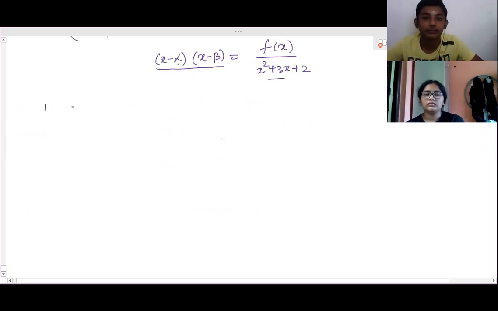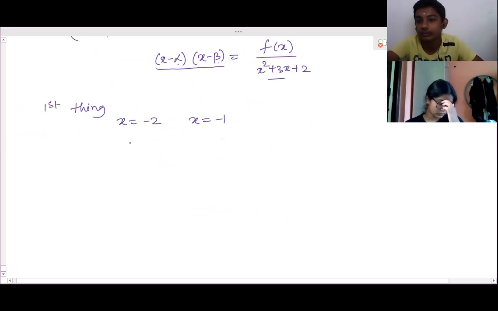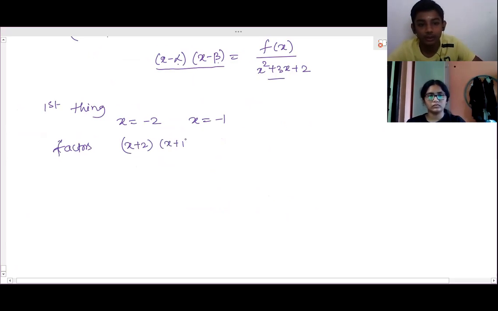Now what you have to do first: x is equal to -2 they have given, and x is equal to -1 they have given. So this is the concept I told you of what has to be done. Now, how has to be done? The factors will be x plus 2 and x plus 1. Now take the product of these two.